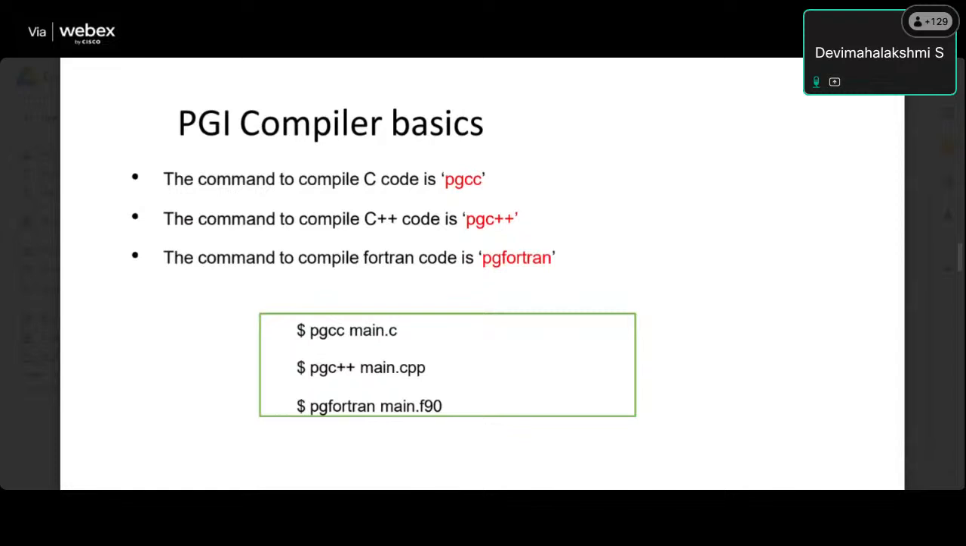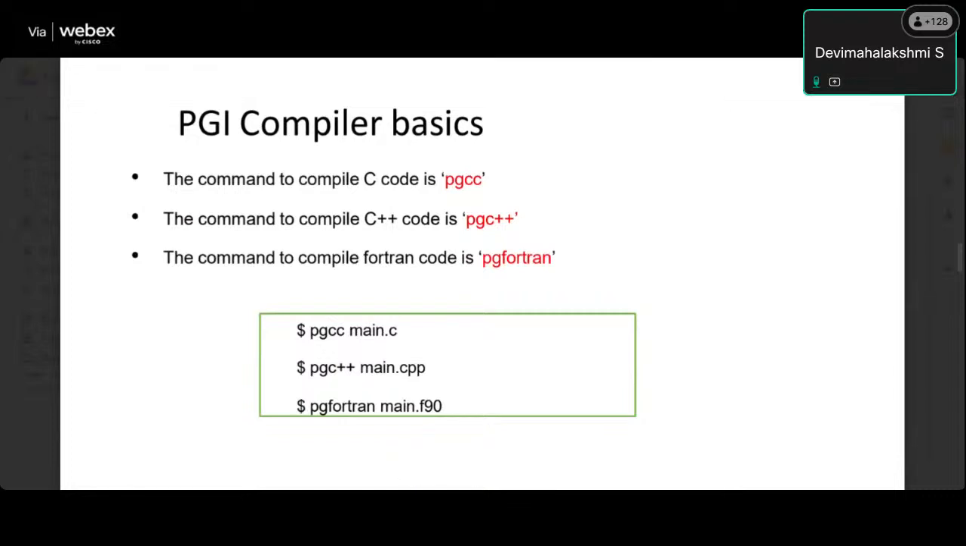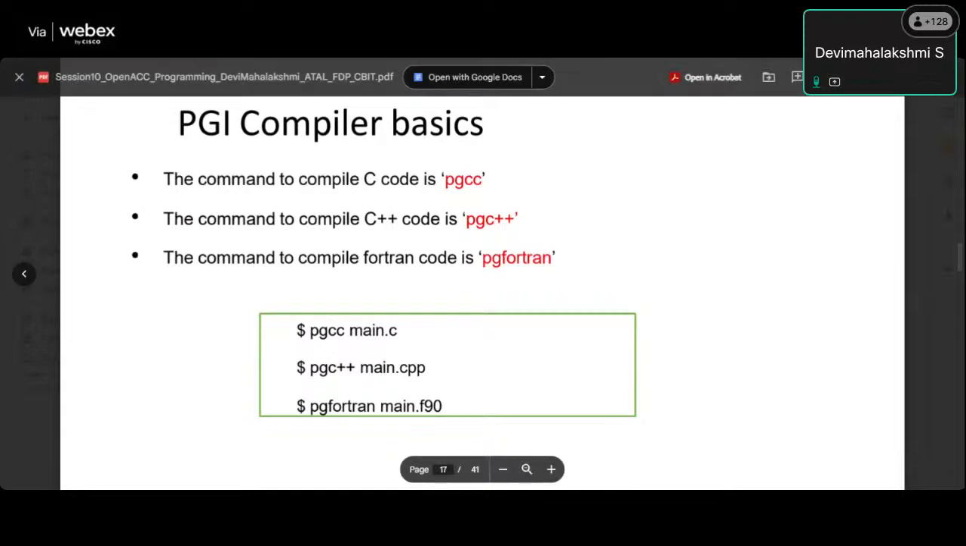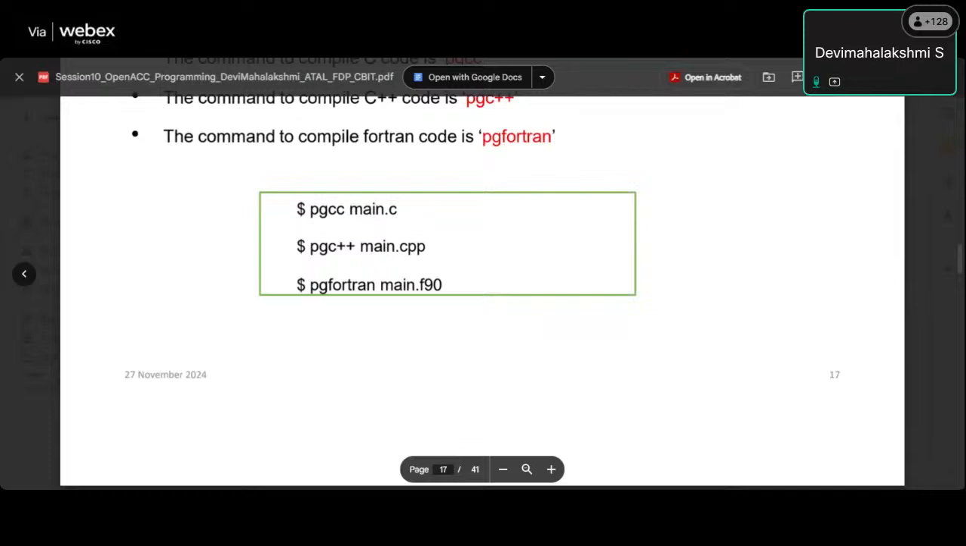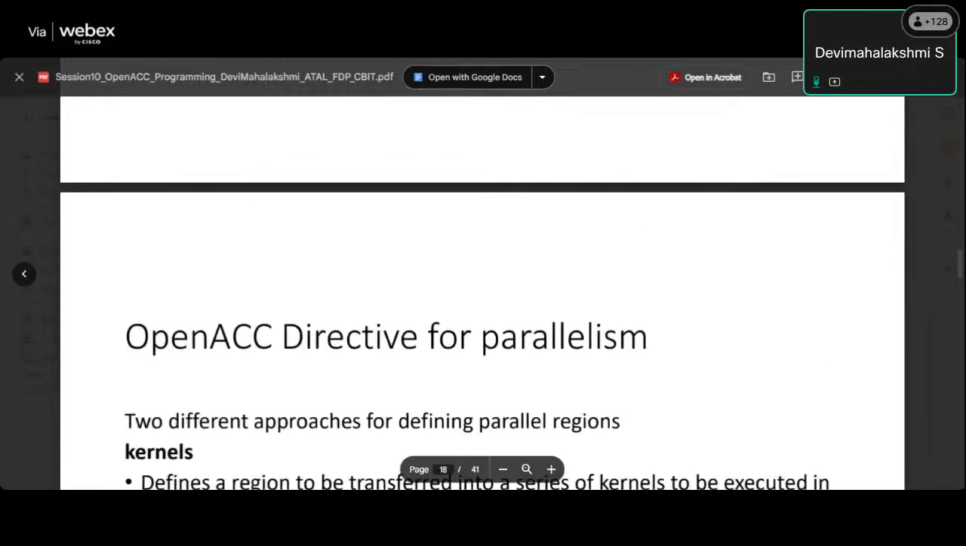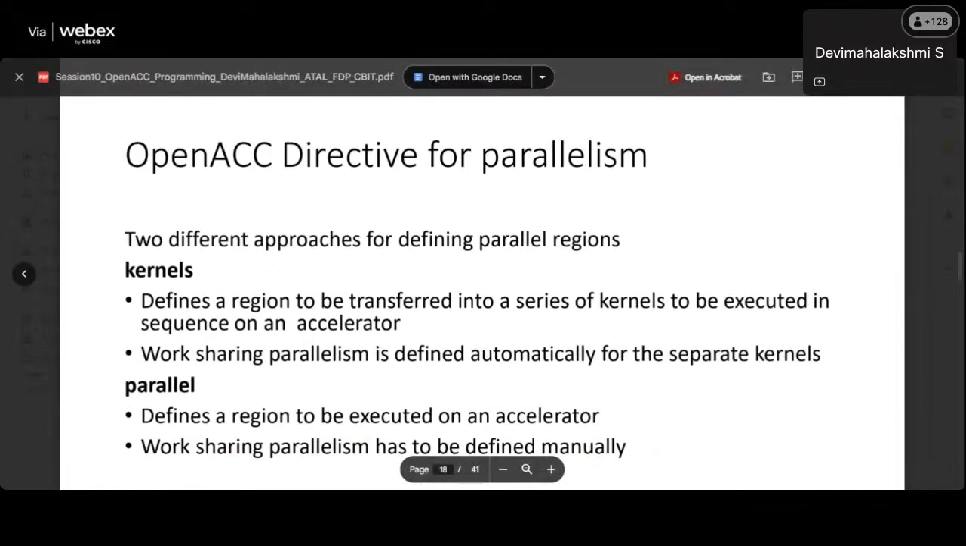And the compilation command: if you are using C programming code, we use pgcc to compile your code. For C++, we are going to use the pgc++ compiler. For Fortran, we use the pgfortran compiler. And that is what I told earlier.